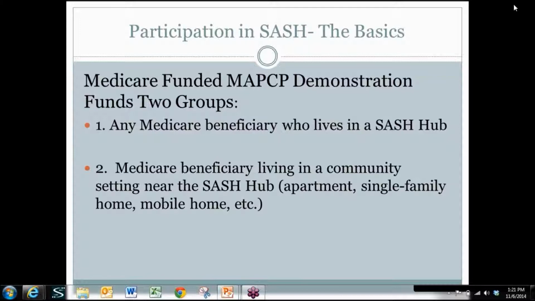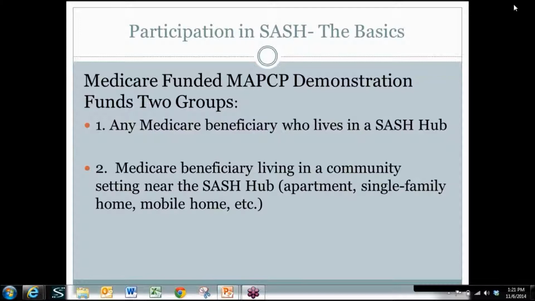So everybody on the line has some kind of affordable housing building of some sort that is kind of the hub site of the SASH activity. You're still going to be providing SASH outside of that congregate site, but there is an affordable housing organization that has decided to implement SASH, and therefore, you're hired, and then there's a wellness nurse that's either hired or contracted for. So the Medicare funds are going to fund any of the Medicare beneficiaries who are living in that SASH hub site. That's pretty obvious.